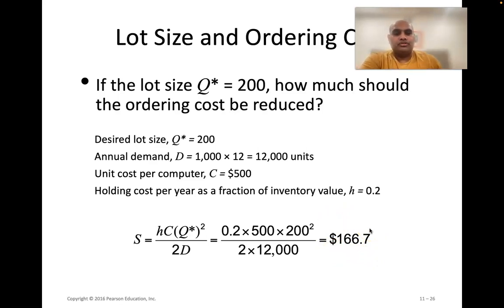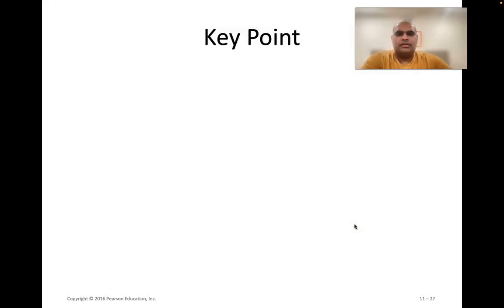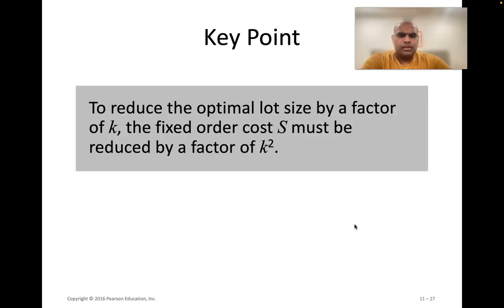So this is way lower than what we are paying right now. So right now our ordering cost is 4,000. So if you want our order quantity to be 200, we have to pay way lower than that $4,000 value, right? So that's something that we can calculate. Right. So again, the relationship is K and K squared as opposed to square root of K.